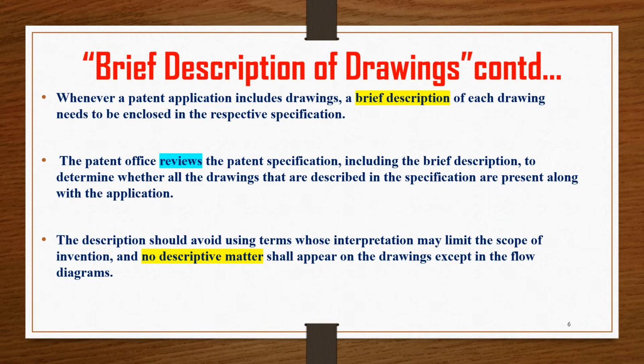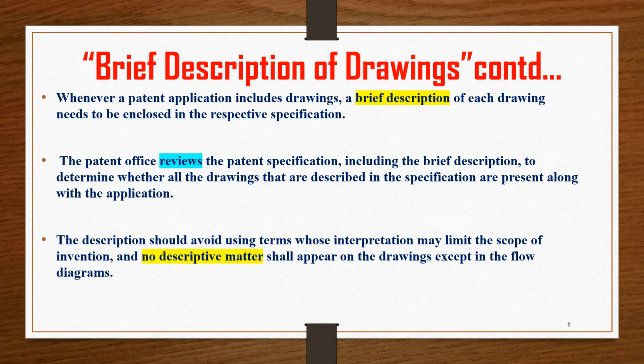Here in this slide also, friends, brief description of drawings is continued. Okay, so the point is, whenever a patent application includes drawings, a brief description of each drawing needs to be enclosed in the respective specification. Fine. The next point is, the patent office reviews the patent specification including the brief description to determine whether all the drawings that are described in the specification are present along with the application. Fine. So a review is also necessary.